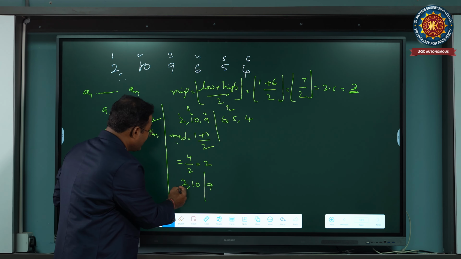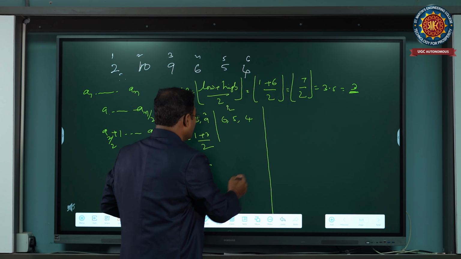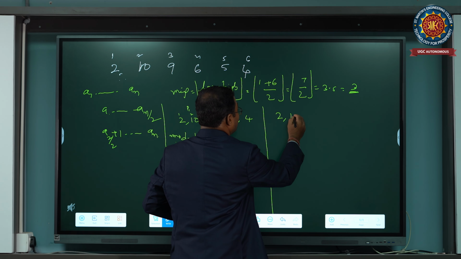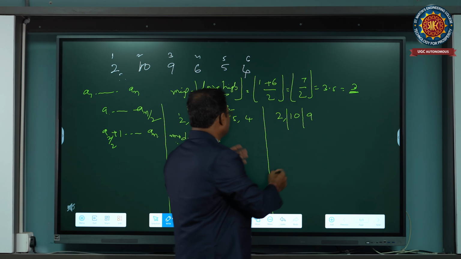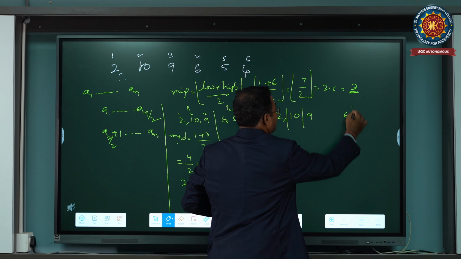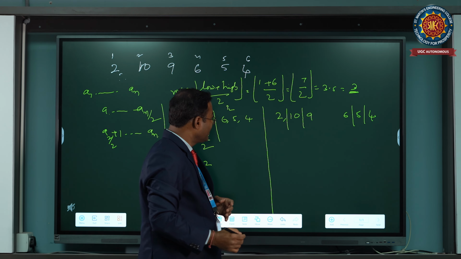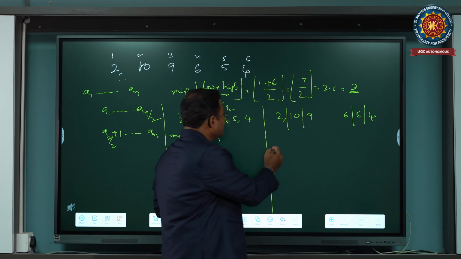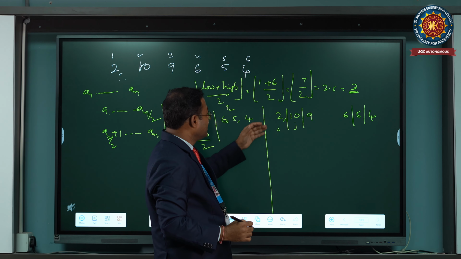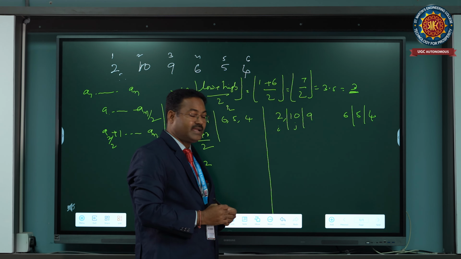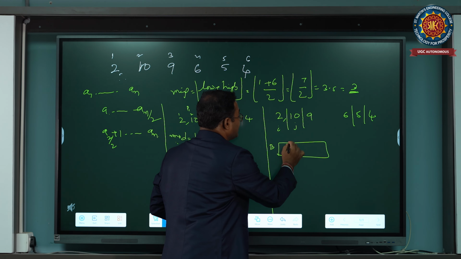Again I have to divide 2 and 10 up to single elements. 2, 10 and 9 is one sub-problem, and for this one 6 and 5, 4 is one more sub-problem. Right? In this one, this is the first element i, this is j. I have to take one auxiliary array. B is an auxiliary array.